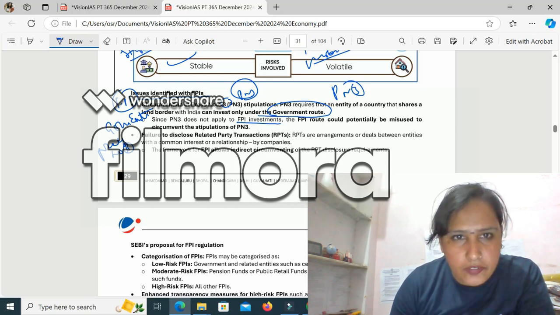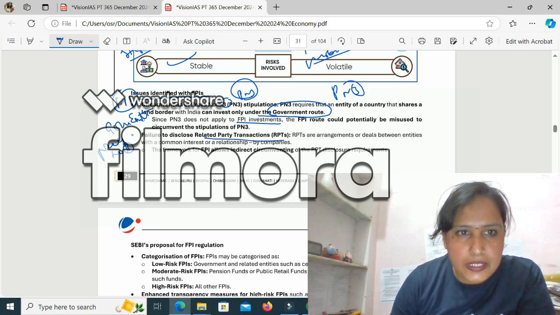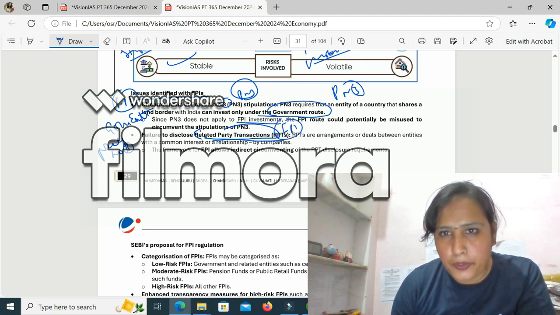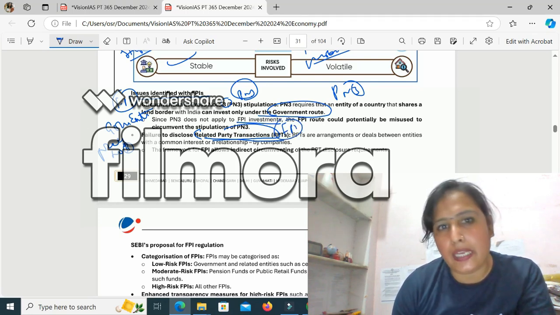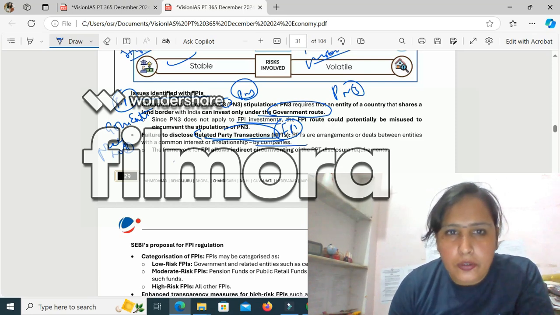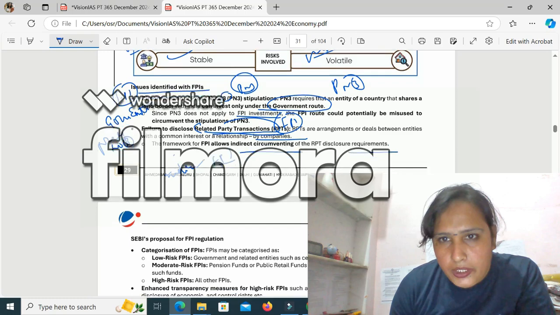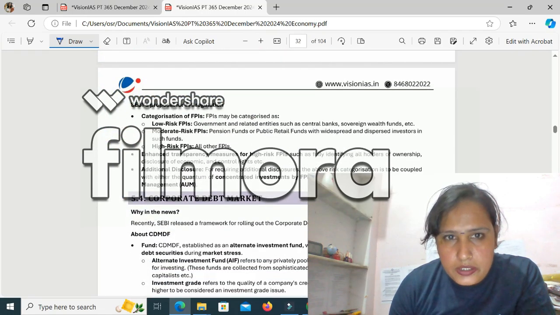This can be misused because Press Note 3 is not applied. So, there is failure to disclose related party transactions. They do not disclose the related party transaction in the FPI. A related party transaction is an arrangement or deal between entities with a common interest or relationship. The framework for FPI allows indirect circumvention of disclosure requirements. There is an indirect investment in the FPI. So SEBI is regulating the FPI.